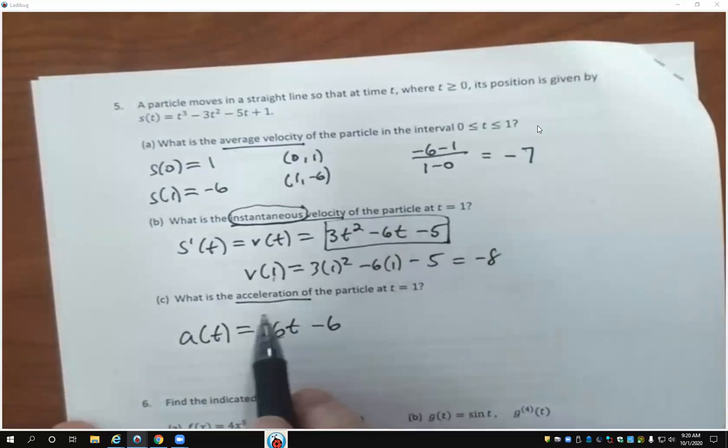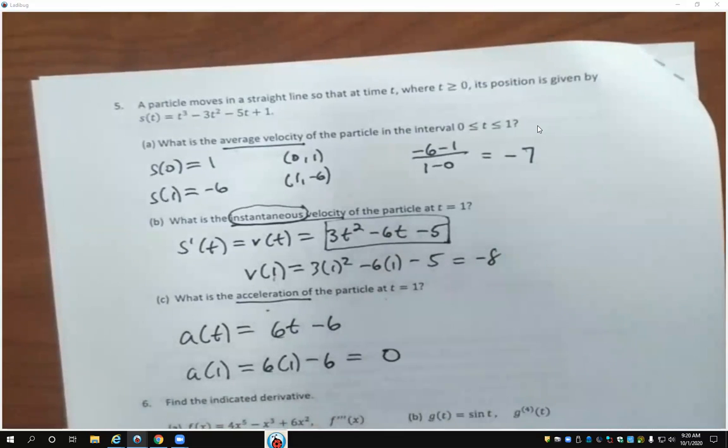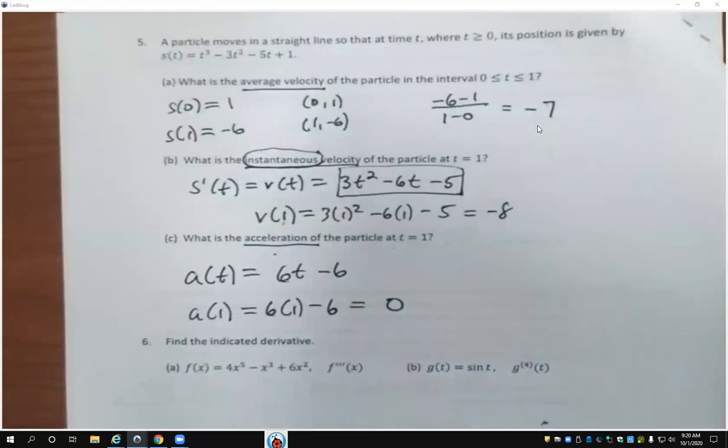We are asked to find the acceleration at time 1. So that's a of 1, which is 6 times 1 minus 6, which is 0. So at time 1, our acceleration is 0. Doesn't mean we're not moving, right? Just means we're not accelerating.